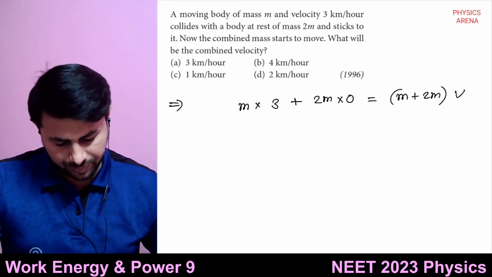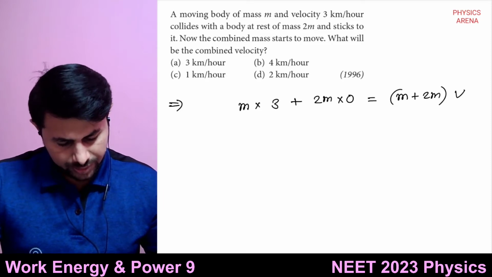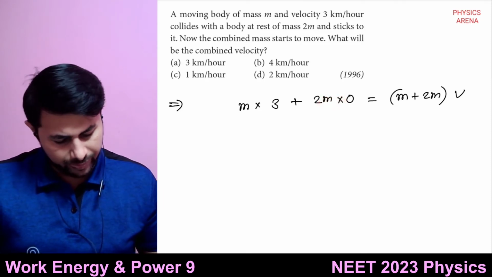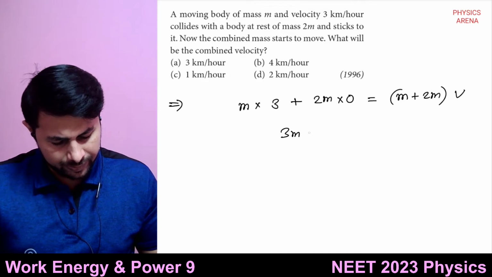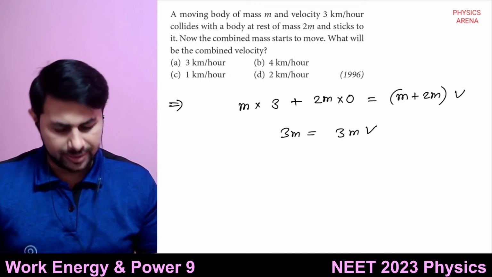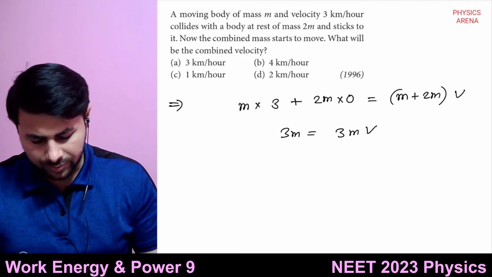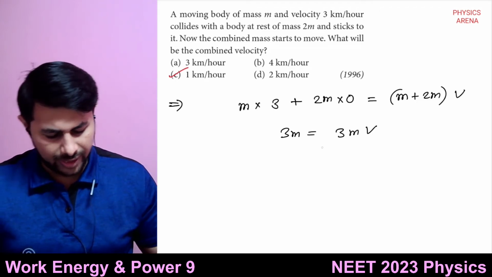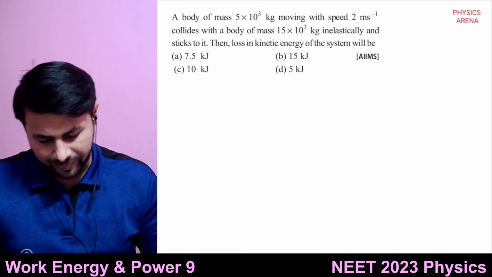Right? So this is 0, this is 3m, okay, 3m equals 3m times v, 3m and 3m get cancelled, so v is equal to 1 kilometer per hour. This is the answer. Okay, next one.